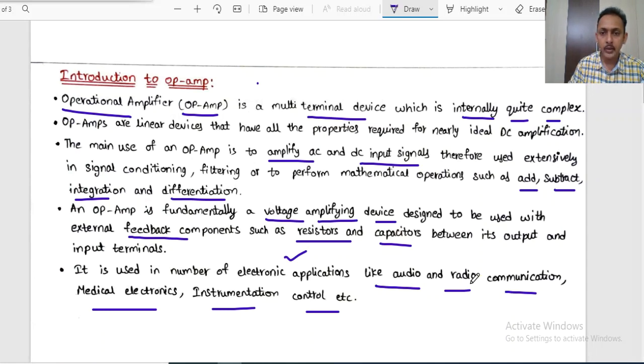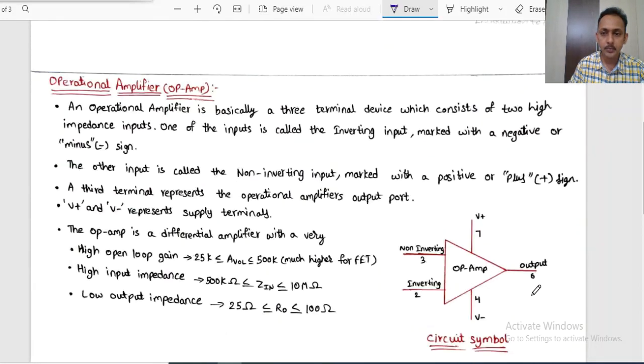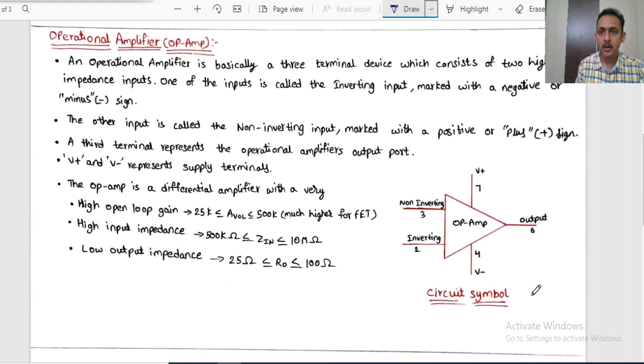And coming to its circuit symbol, this is the circuit symbol. You can observe it is going to have 8 pins. Out of those 8 pins, the third pin represents the non-inverting terminal, the second pin represents the inverting terminal, the seventh pin is V plus, the fourth pin is V minus, and across the sixth pin we take the output. So out of 8 pins, 2, 3, 4, 7 and 6 are very important. The names given to those terminals are also important.